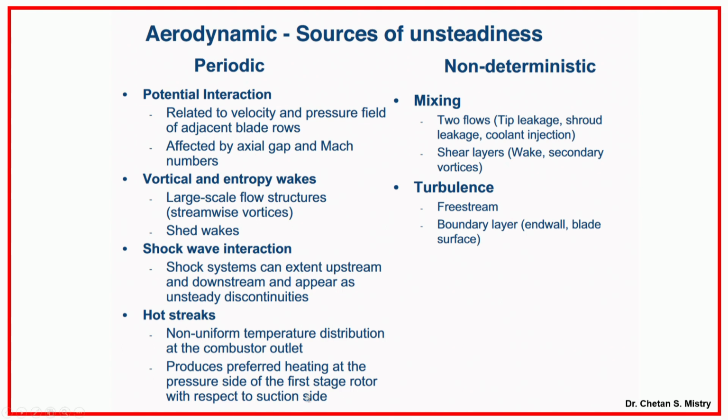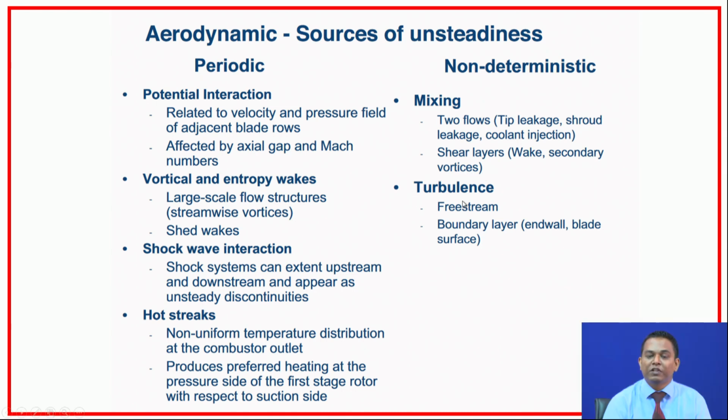That is also creating trouble in terms of my first stage rotor, especially on my suction surface. In terms of non-deterministic effects, you can understand we will be having mixing flow, that is nothing but tip leakage flow, shroud leakage flow, coolant injection, shear layer, wake, and secondary vortices. One more thing we are not touching is turbulence. My free stream turbulence and boundary layer interaction near the end wall and the suction surface are creating all kinds of unsteadiness in my flow.